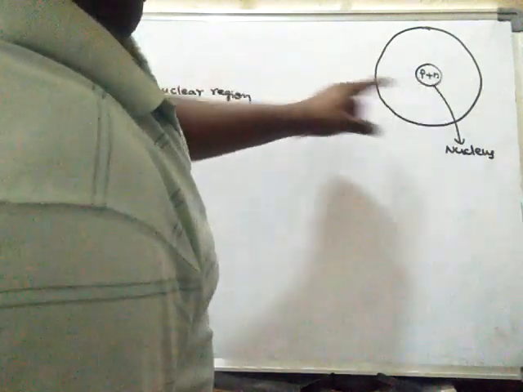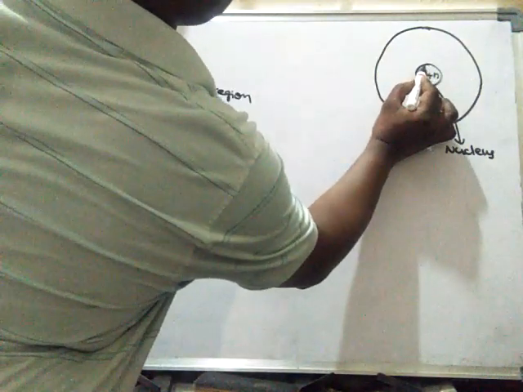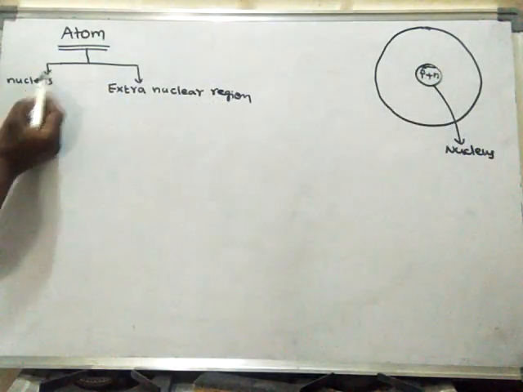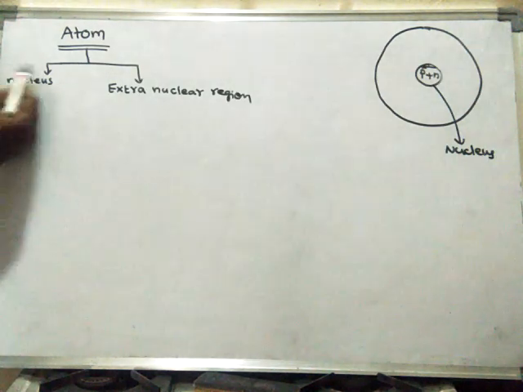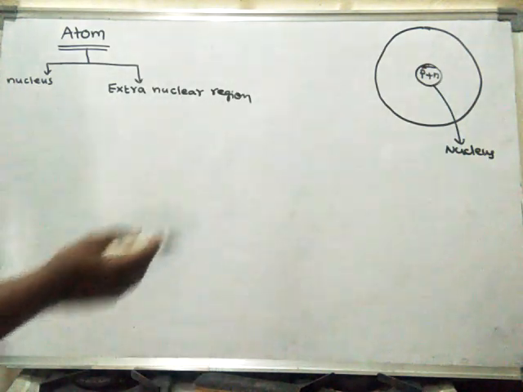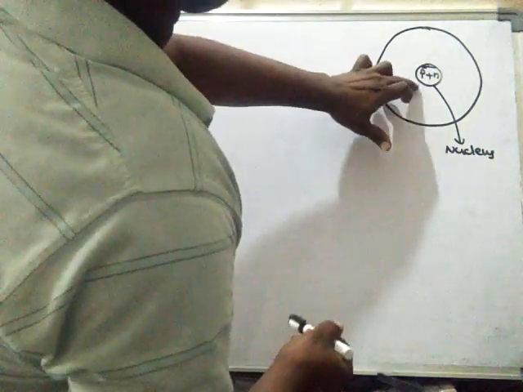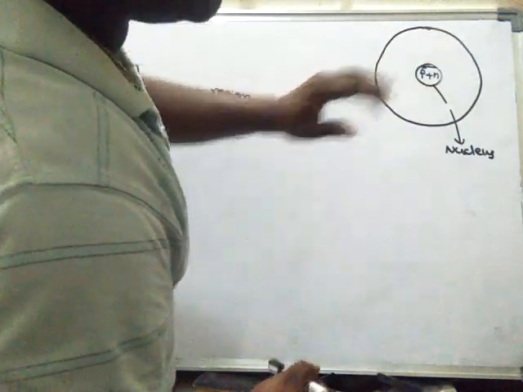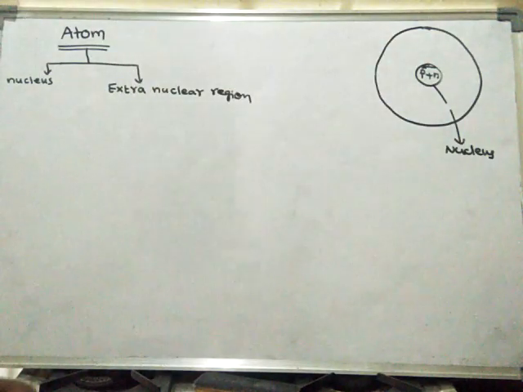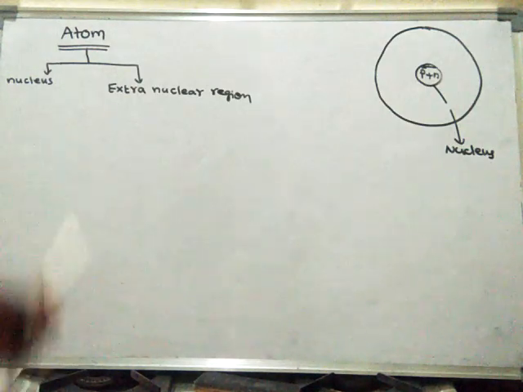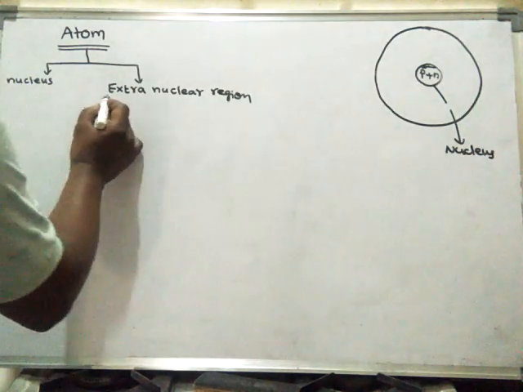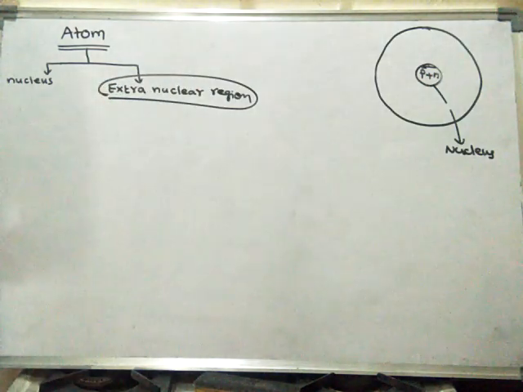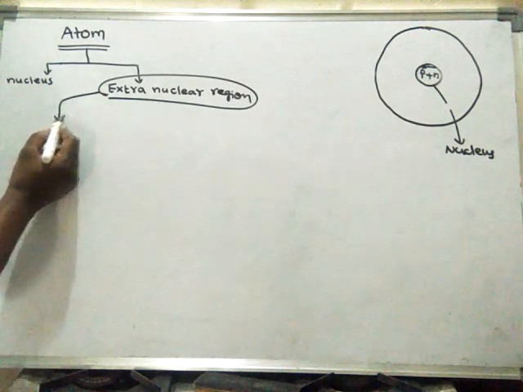The atom contains two portions mainly. The central portion is known as the nucleus, and the other is the extranuclear region. All the space around the nucleus is called the extranuclear region, or the extranuclear part of the atom. In this extranuclear region, you will find orbits.